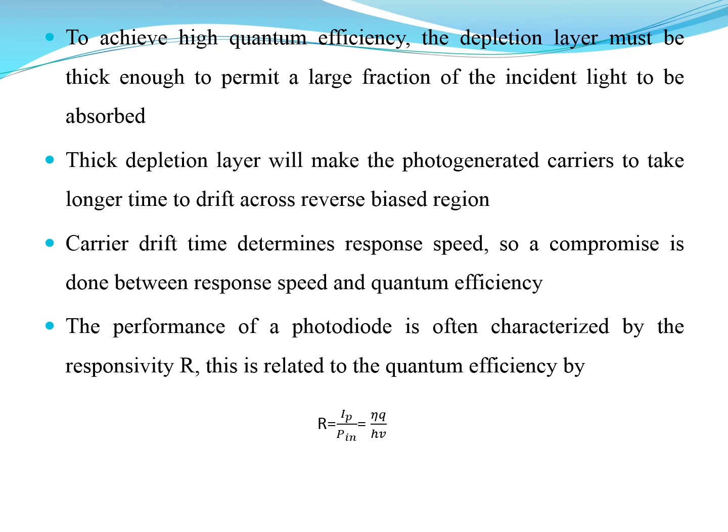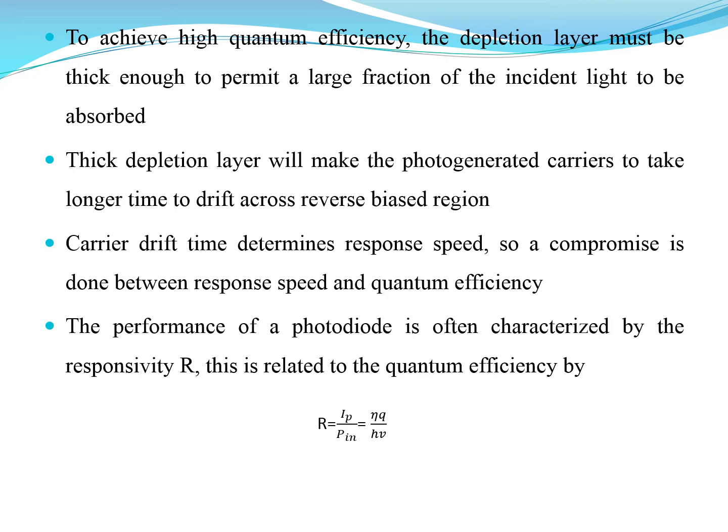So a compromise is made between the response speed and the quantum efficiency. Normally, there should be a trade-off between these two factors. Because if I try to increase only the quantum efficiency, it will affect the response speed of the device. If I look only at the response speed, it will not give me a proper efficiency. So there should be a compromise between these two.